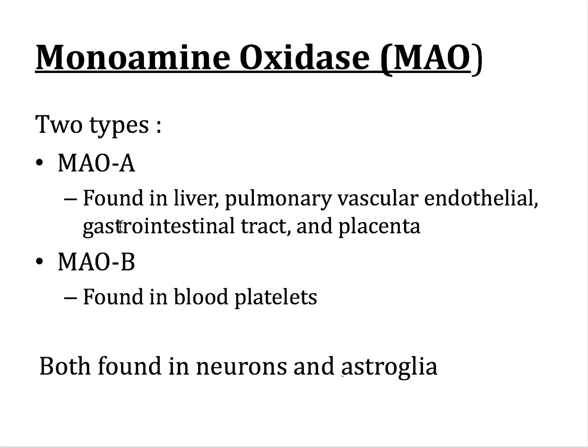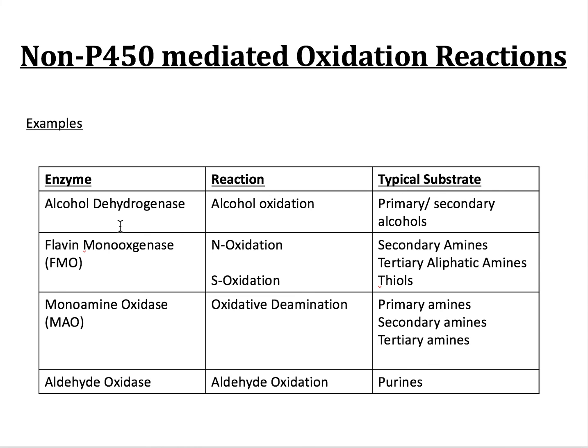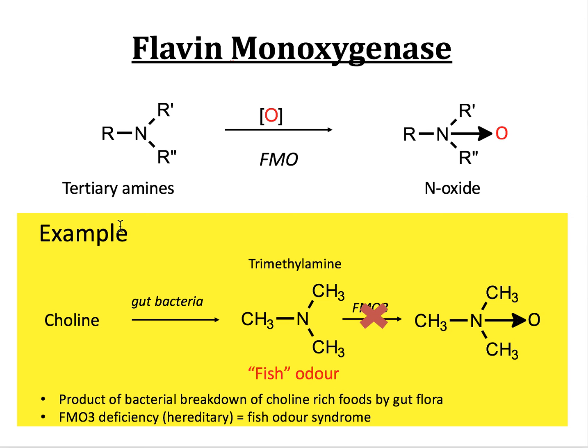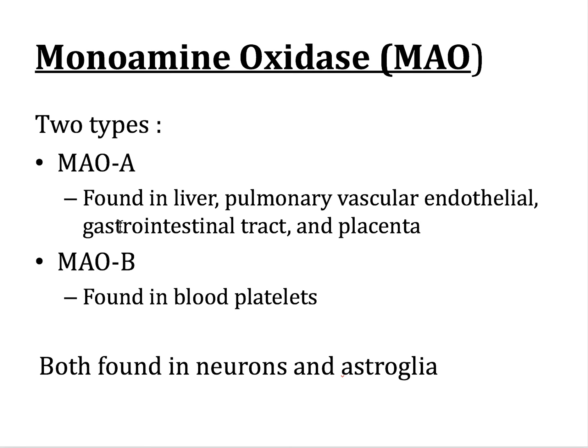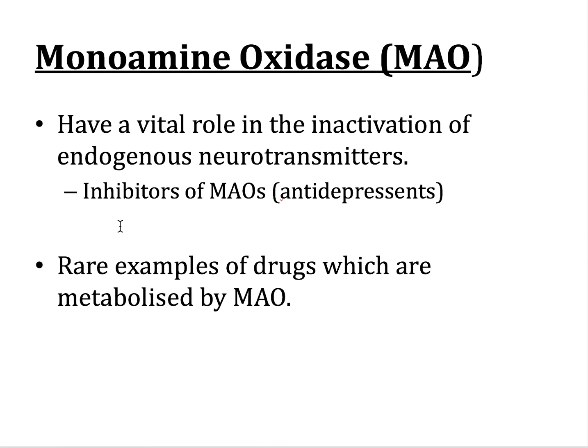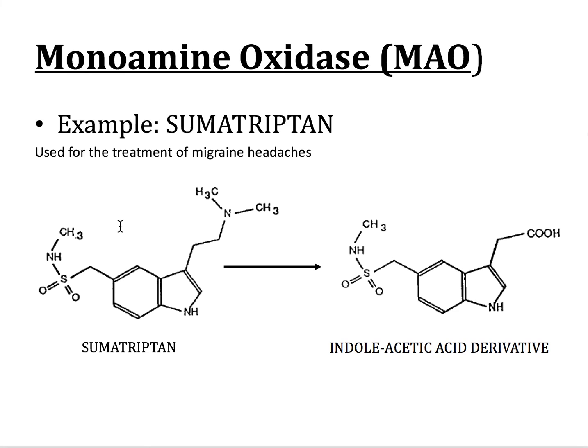Now, N-oxidations, oxidative deamination makes use of MAOs. MAOs can come in two forms: MAO-A, found in the liver, endothelial cells of the blood vessels, and gastrointestinal tract. MAO-B, however, is only found in blood platelets. Sumatriptan is used in migraine. So you can see that monoamine oxidase usually converts it.